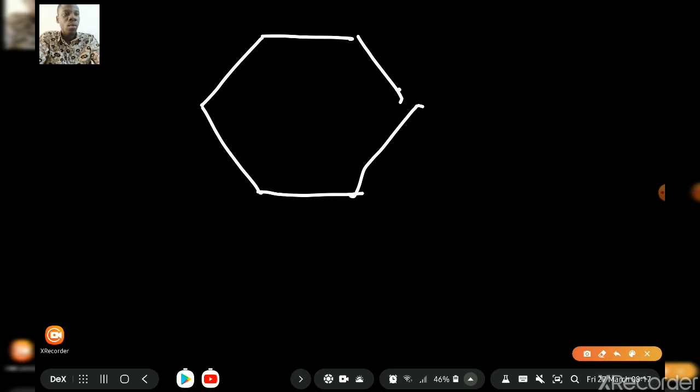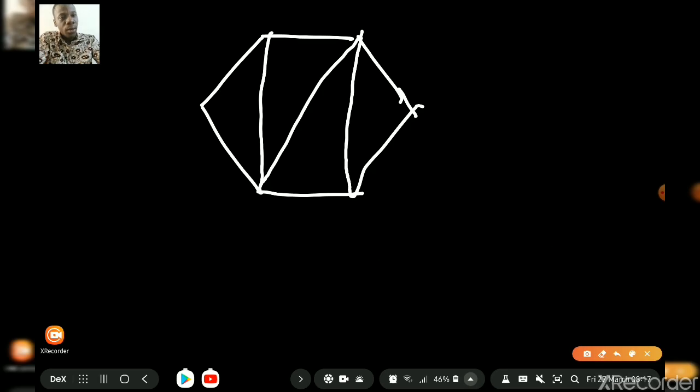Okay, so this had 6 sides. Let's try and draw the triangles and see. Remember, vectors to vectors, the lines must not touch each other. So I can draw a line this way, I can draw another line this way, then I can draw a third line. So I have triangle 1, triangle 2, triangle 3, triangle 4.